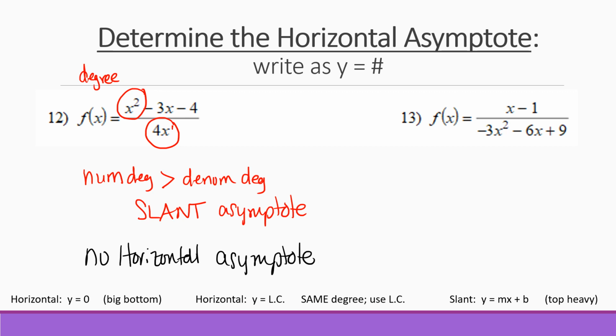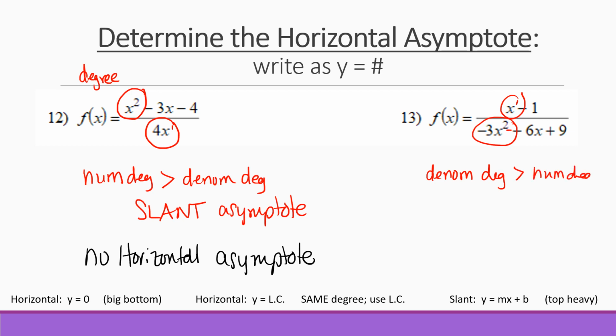Okay, next example. F of x equals x minus 1 over negative 3x squared minus 6x plus 9. Look at the degree of our functions. In the numerator, I have x to the first power. In the denominator, I have negative 3x squared.